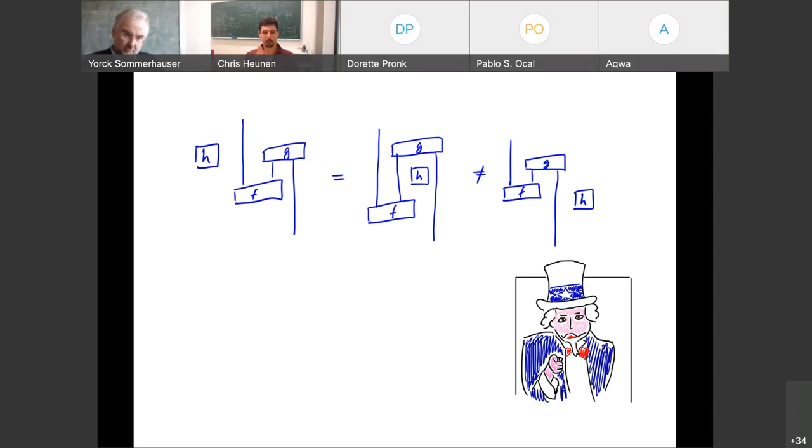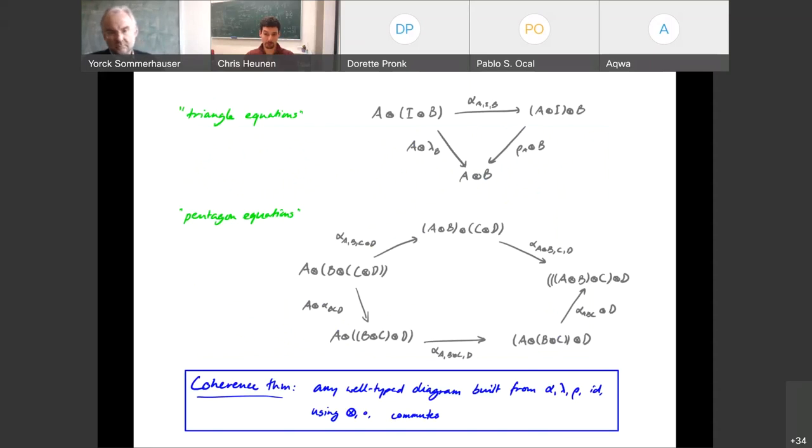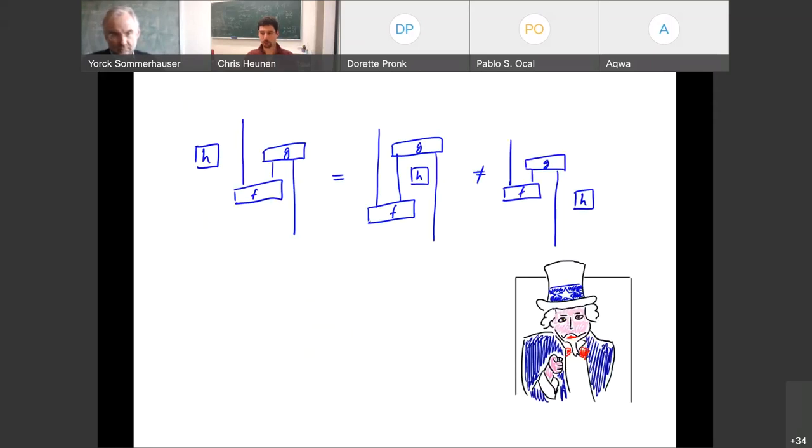So have a look at the left equation. See if you can write this out as algebraic equations, in a big diagram like these kinds of things. And for bonus points, you can try and come up with a monoidal category in which the rightmost two diagrams are not equal. And I'll just say nothing for a minute.